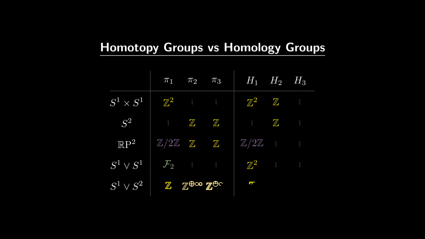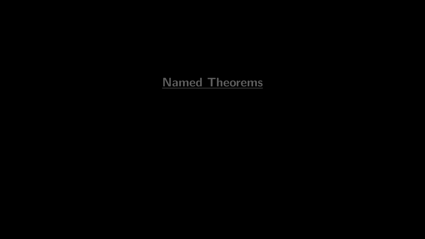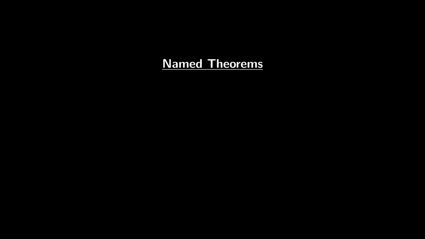Finally, one last tricky example is a sphere glued to a circle, where homology is just telling you that you have a sphere and you have a circle. But pi2 and pi3 have infinitely many different copies of Z, which you can think about as coming from another covering space argument. The final thing I want to do in this video is to quickly run through some theorems about homotopy groups for you to chew on.